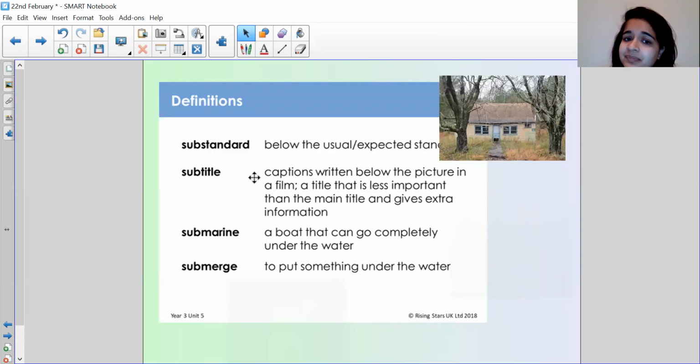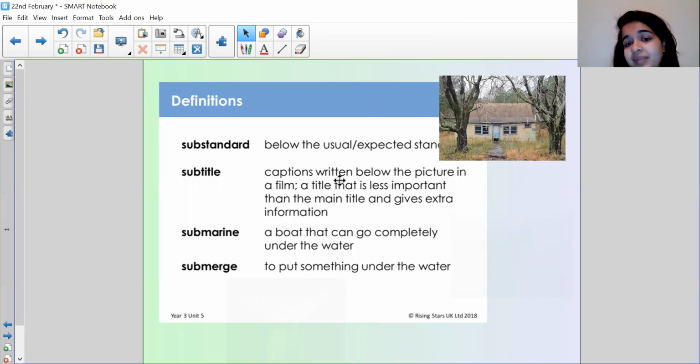Now, we've talked a lot about subtitles. The main thing we've talked about is a title that is less important than the main title. It gives extra information. Think about that unicorns non-chronological report that we wrote. The main big title was unicorns, and then you had those lesser titles, which said habitat, appearance, interesting facts. They give extra information about that particular topic.